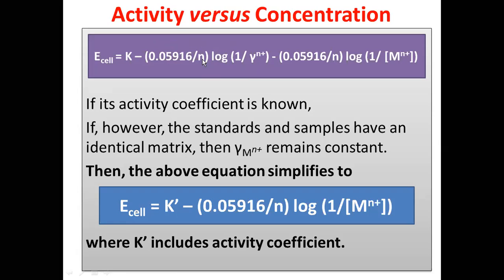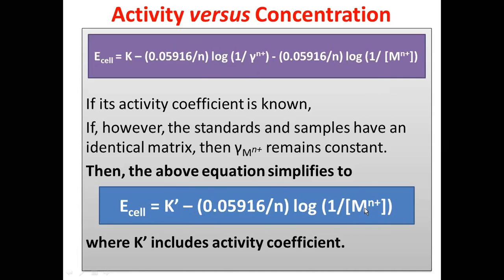If this term is constant, this constant and the other constant will give you a new constant that can be denoted as K dash, minus 0.05916 divided by n into log of 1 over the concentration of the analyte. So the concentration of the analyte is directly related to the EMF of the cell. This is the way to relate the activity of the analyte and the EMF of the cell.